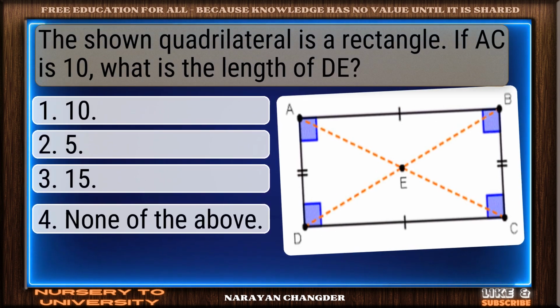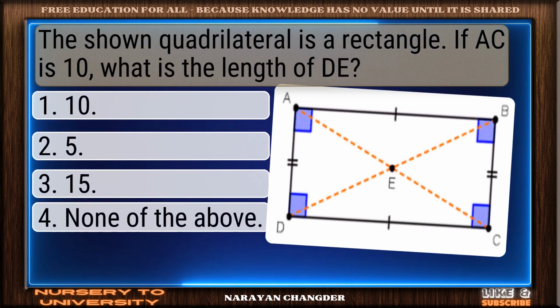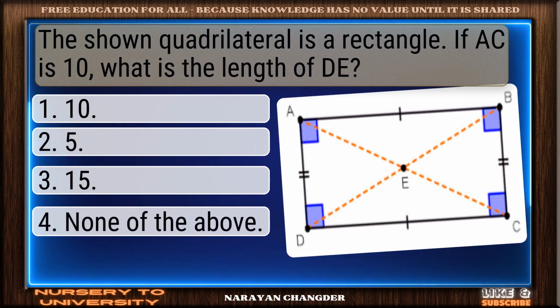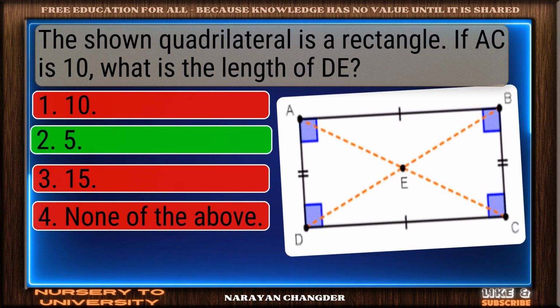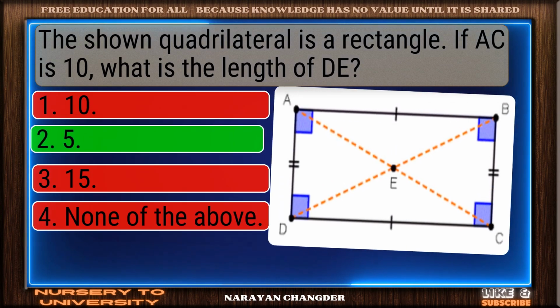Question number 7. The shown quadrilateral is a rectangle. If AC is 10, what is the length of BD? Smart pick. 5 is the correct choice.